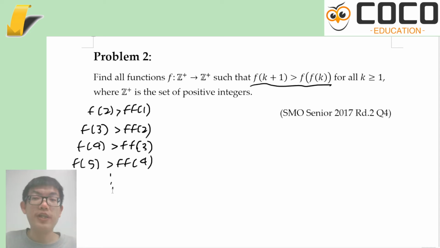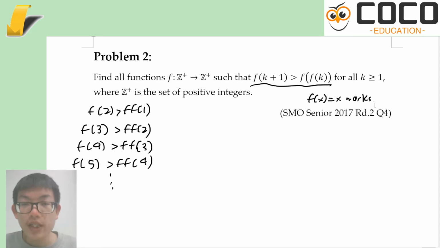I'm sure you would find it obvious that f of x equals x works. But what is a little bit more tricky is to figure out if there's anything else, right? This sort of functional equations, there's always some chance of an exotic solution working.